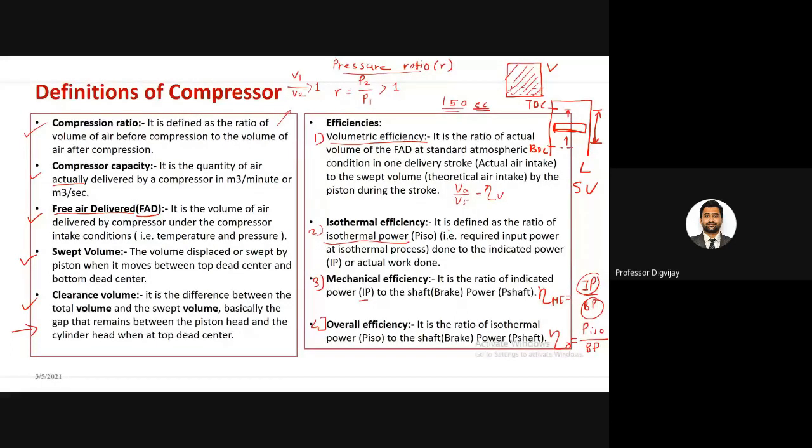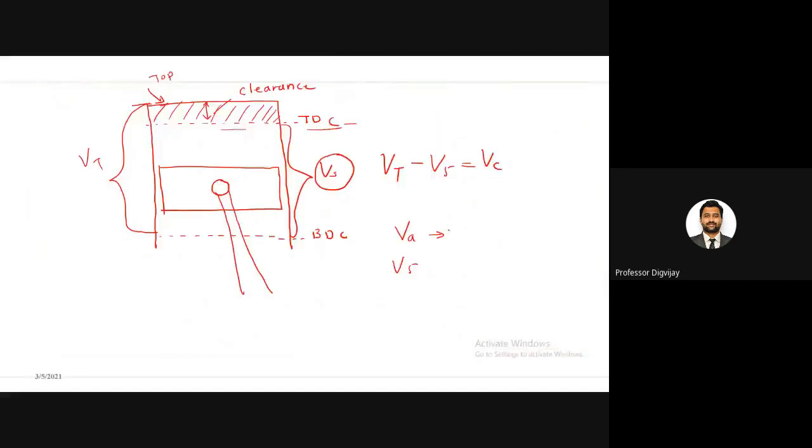So there are various efficiencies involved in the reciprocating air compressor. The first one we have studied here is volumetric efficiency. What does it mean? See here, when I'm talking about the reciprocating air compressor, we have one cylinder, right? Then it has an inlet port, and then an outlet port or a discharge port.